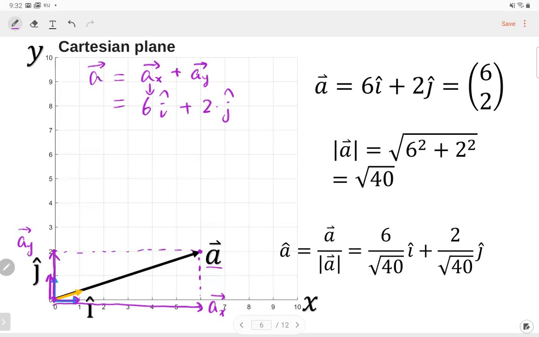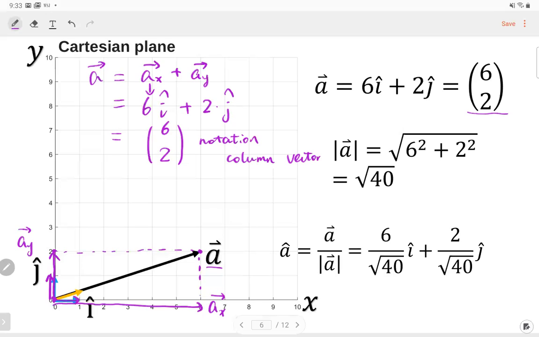So in this case, we can simplify this notation into a column of two numbers. The first number is the x component, 6, the coordinate of the vector A, and the second is the y component, 2. It's also the y component of the vector A. So this is just a notation. We call this a column vector. We just write down the coordinate of the vector A in a bracket. So we have this notation, 6, 2.